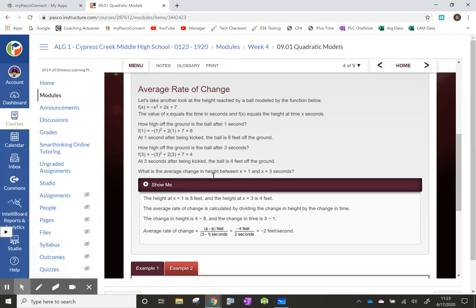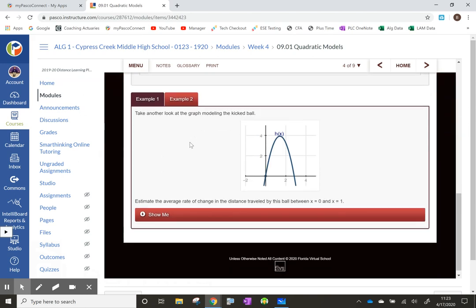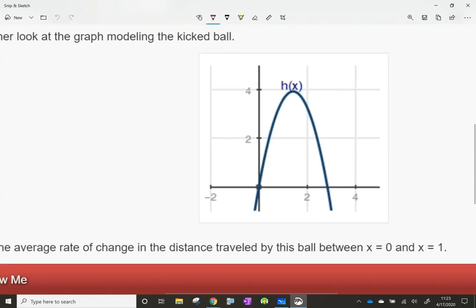When you click on show me, it'll show you the answer, but I just want to explain what that was saying. On this graph, which I kind of don't like, it's asking for the rate of change between 0 and 1. So when you look at it, full screen snippet, let's look closely at this. At 0 seconds, the height of the ball is 0 feet because the y value at 0 is 0. So we have the point 0, 0.